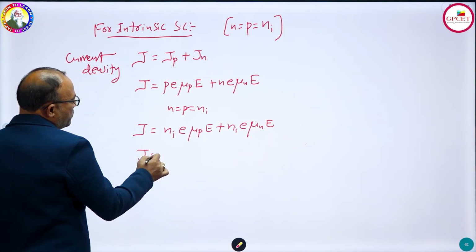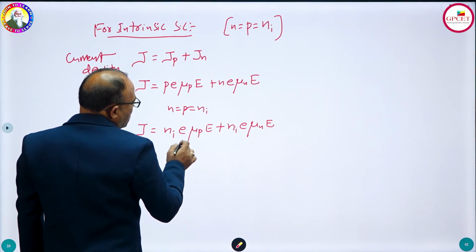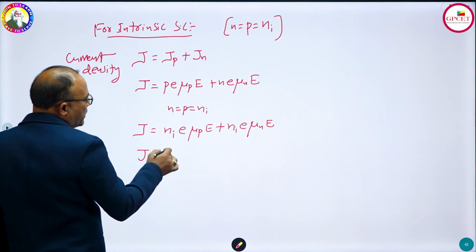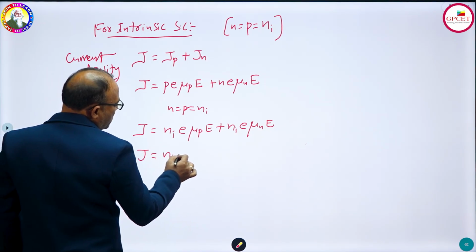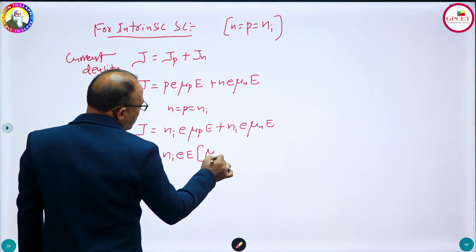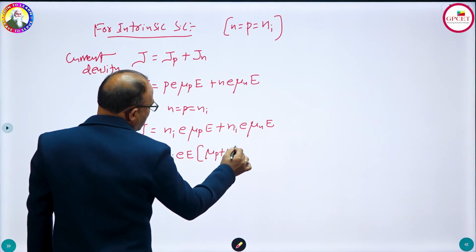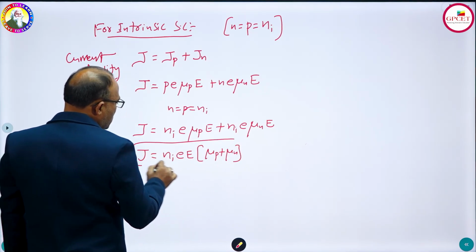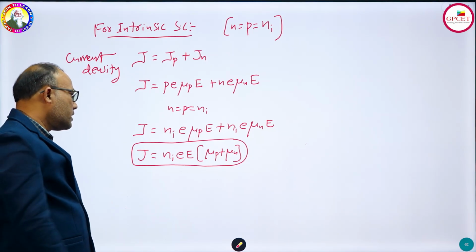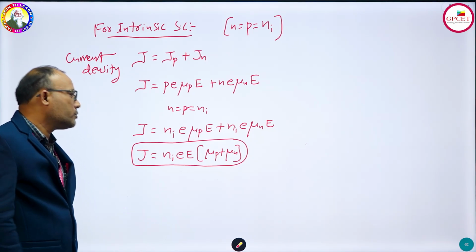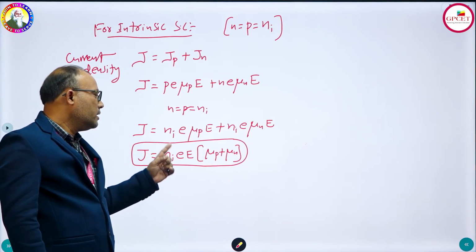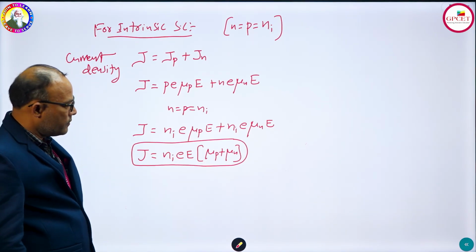So J is equal to, for an intrinsic semiconductor, we can take out the common terms ni, e and E. So take out ni e E, which is nothing but mu p plus mu n. This is the current density for an intrinsic semiconductor, which is neither p-type nor n-type. Both electron and hole mobilities exist here, so J is equal to ni e E into mu p plus mu n.